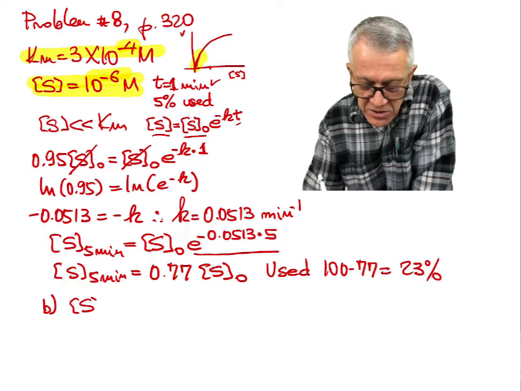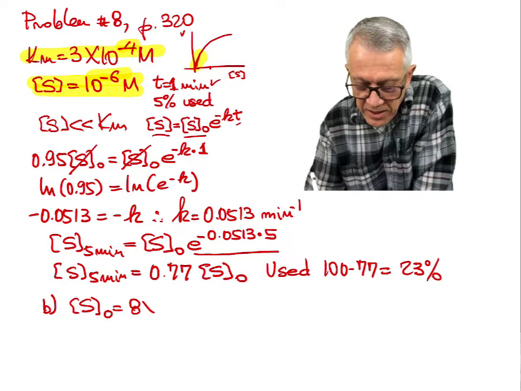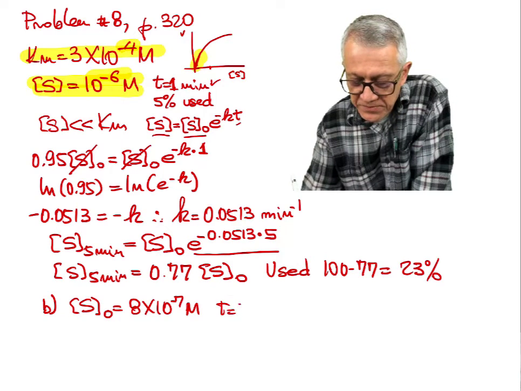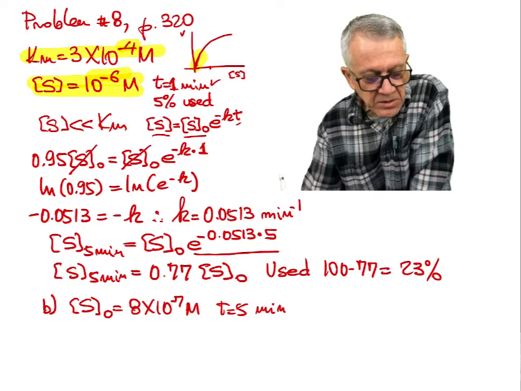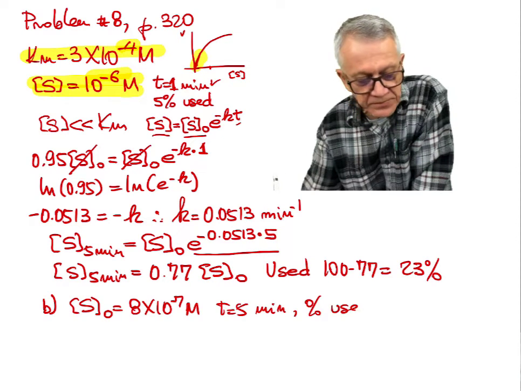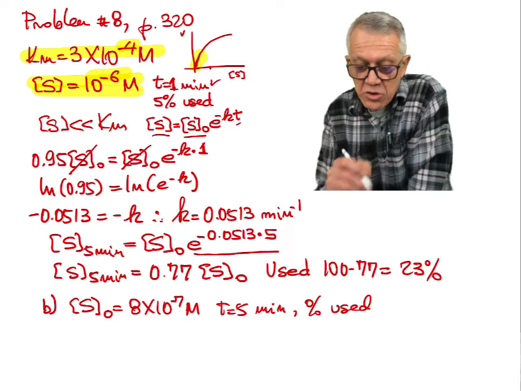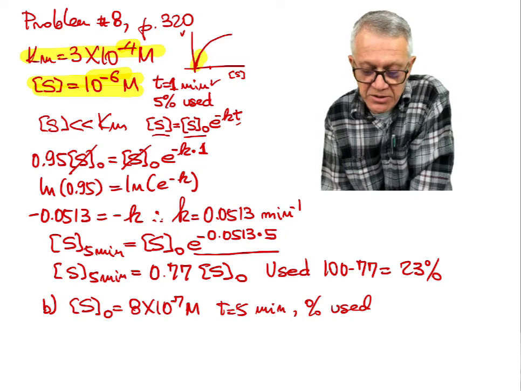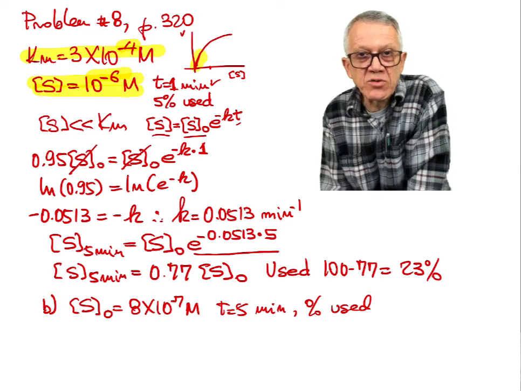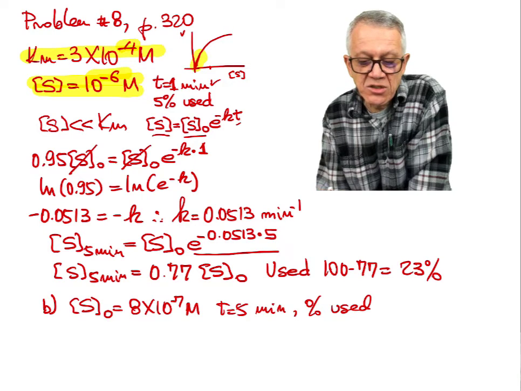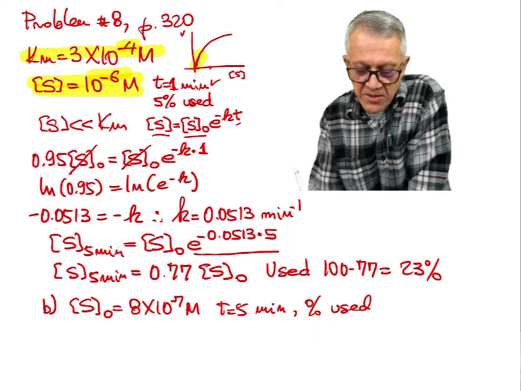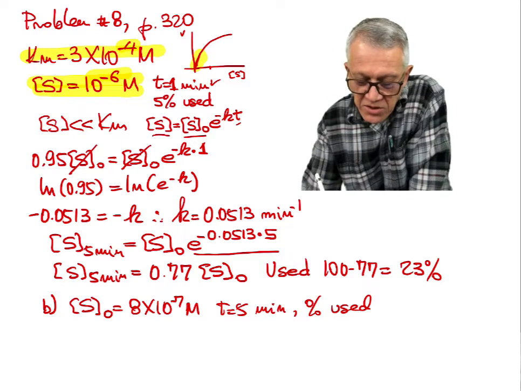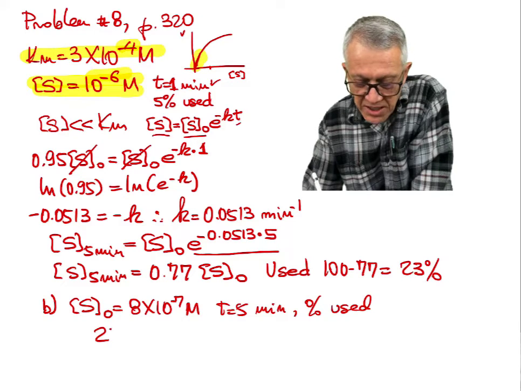It says that if the initial concentration of the substrate were 8 × 10 to the power of negative 7 molar, at 5 minutes, what will be the percent used? Do you see that we solve this problem even without using the concentration, because we are looking at the percent? It doesn't matter how much the concentration was initially, as long as it is still a first order reaction. So the percent is the same. It's going to be the same, 23%.